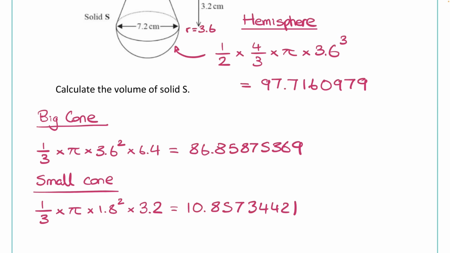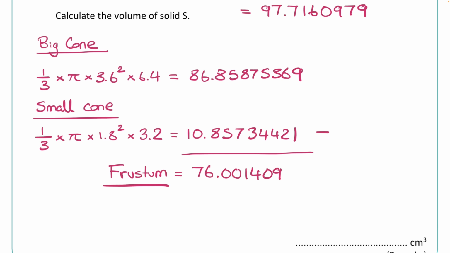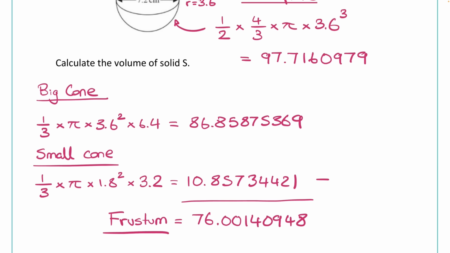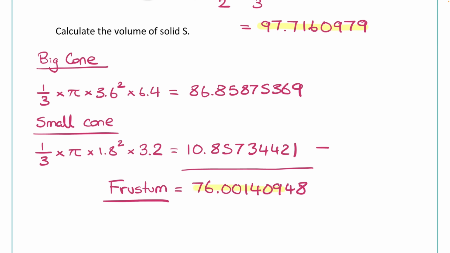So the frustum's up there. We're going to subtract both of these. I'm going to label this as the frustum. And when we take these away, so we have 86.85875369 minus that previous answer, and the frustum is equal to 76.00140948. So we have our two volumes. We have the volume of the hemisphere and we have the volume of the frustum.